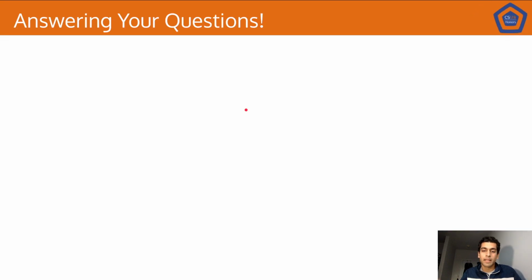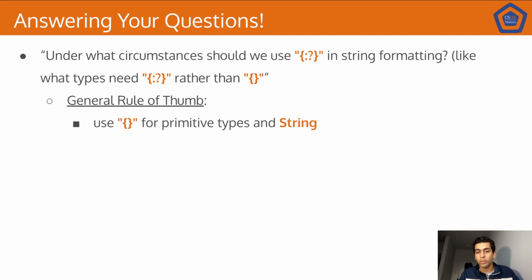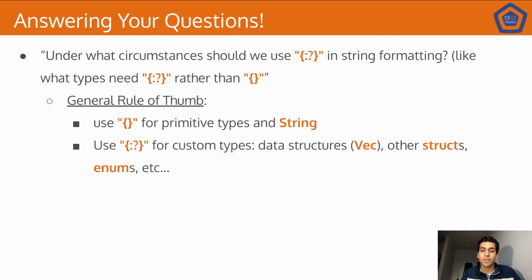So, like I said, debug printing is colon question mark, and pretty printing is just the empty brackets. General rule of thumb, use the empty brackets for primitive types, so integers, floats, booleans, characters, and for strings. And then use the colon question mark debug printing for custom types. So this includes vectors, any other data structures like hash maps, hash sets, trees, heaps, whatever it may be, any other custom types that you may create. So that can be structs, enums, anything along those lines.